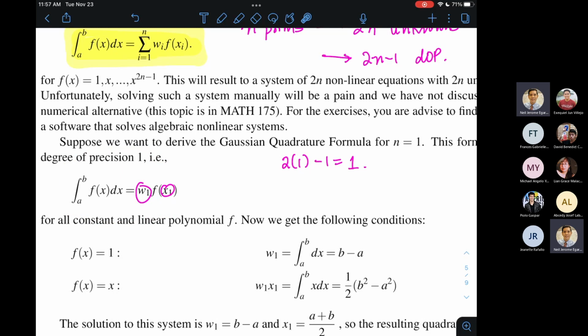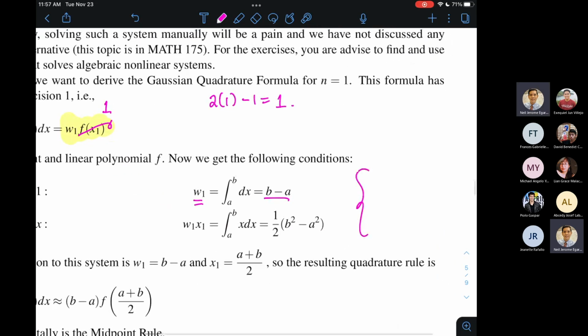All right? So if you substitute f of x equals 1, okay? Palitan nyo to ng f of x equals 1. So yung f ay magiging 1, integral lang ni dx over the interval AB. Pag kinalculate nyo, ang sagot ay B minus A. Right? Tapos dito sa right-hand side, plug in nyo yung f of x equals 1. So if f of x is equal to 1, then f of x1, no matter what x1 is, that will just be 1. So when f is equal to the constant function 1, then we'll have this. W1 is equal to B minus A. Yun yung unang equation dun sa system natin.